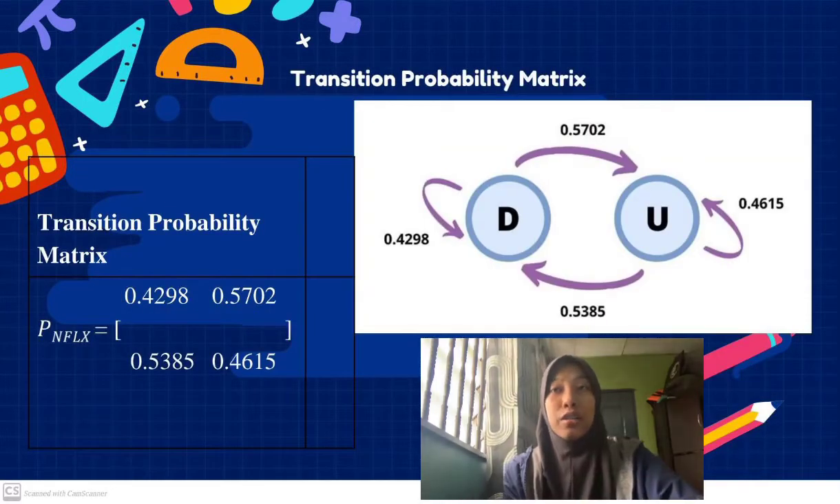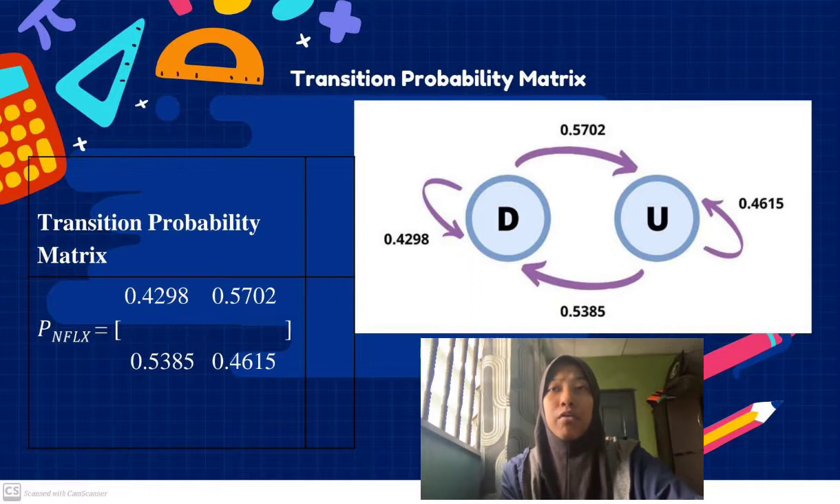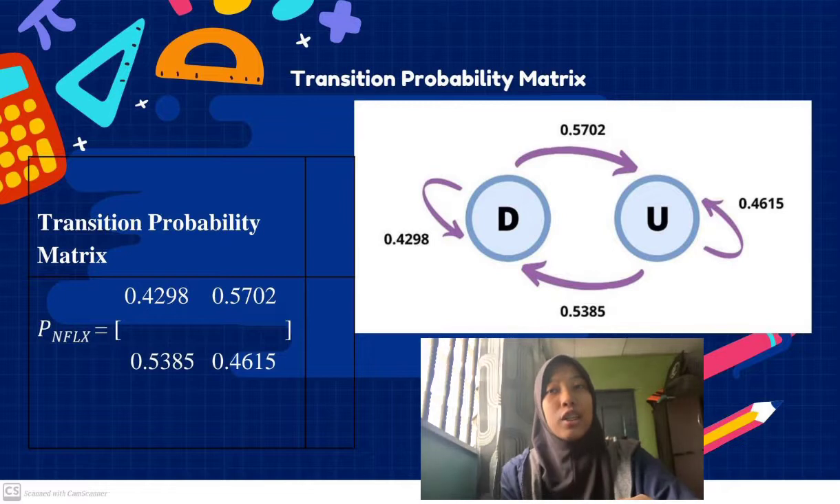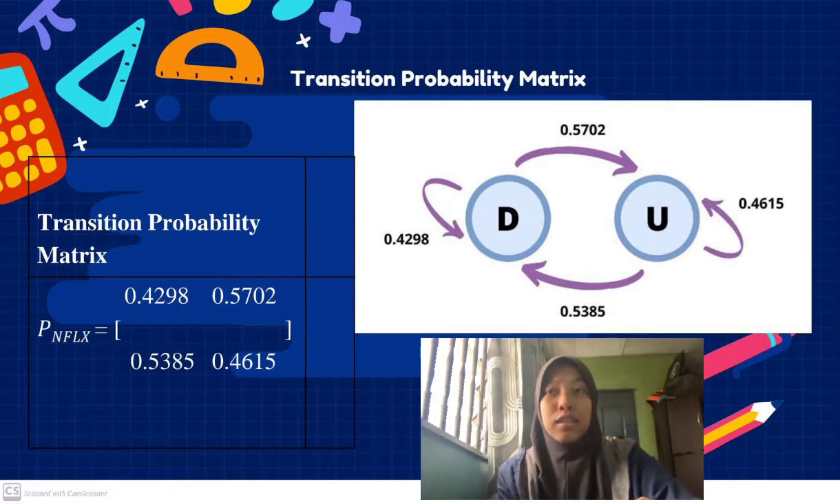After we calculate according to the value of each row and column that we have obtained, then we divide the value by the total value of the row. We will get the transition probability matrix. To be clear, this diagram shows that there are two possible states, which are D for decrease and U for increase. And the arrows from each state to the other state show the transition probability values.